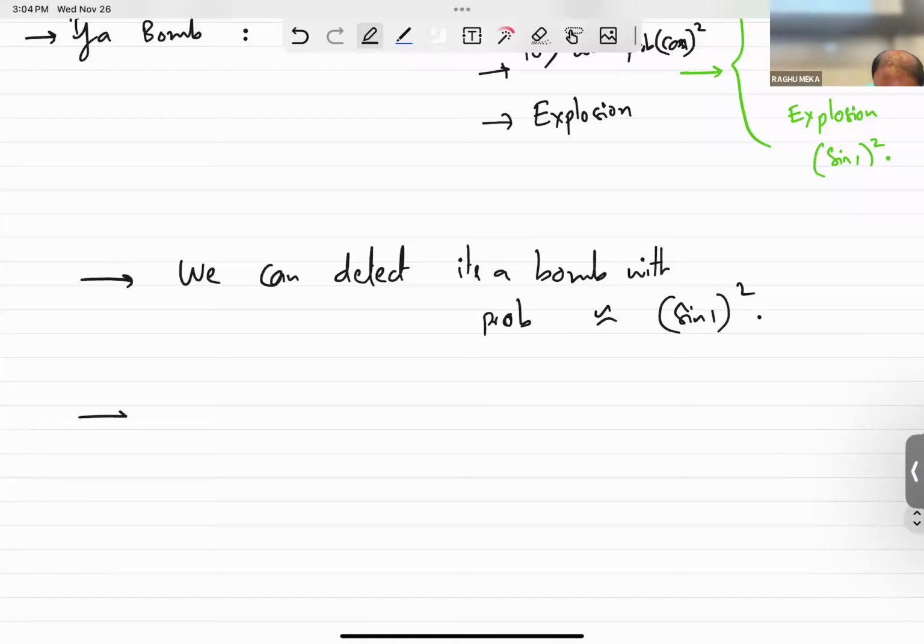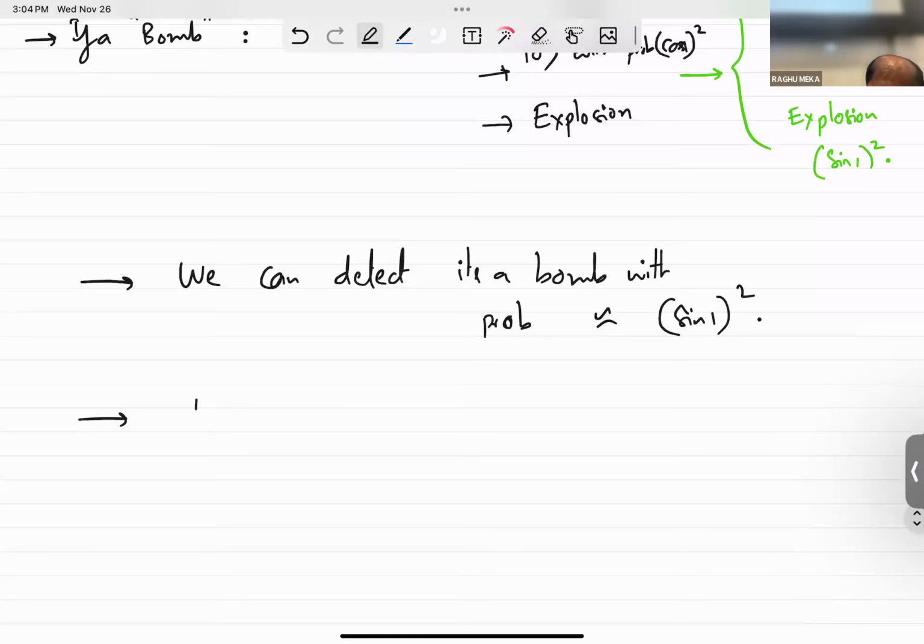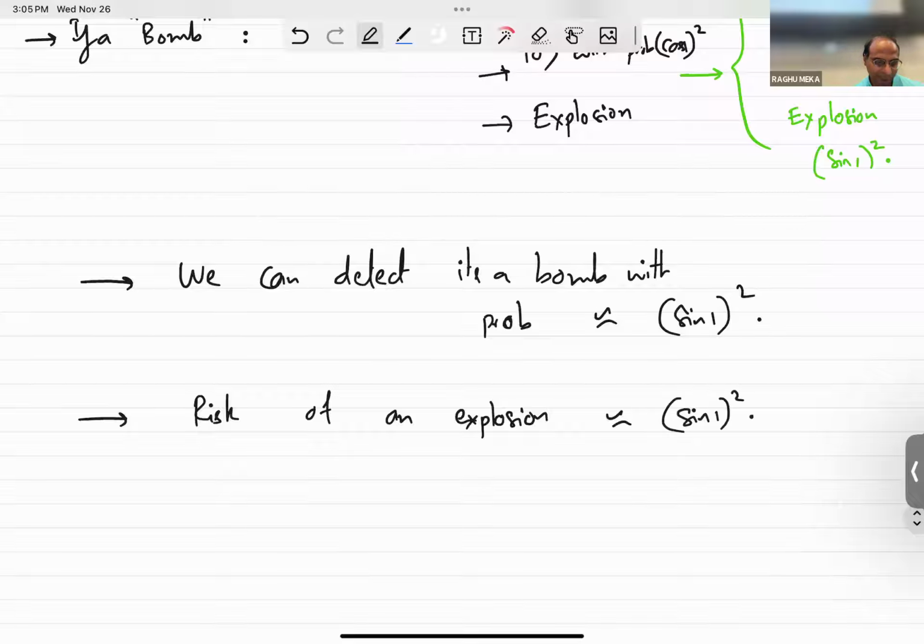Okay? And the chance or risk of an explosion is also sine 1 whole square. Okay? And if you work it out numerically, this is basically 4 times 10 to the minus 6, roughly. Okay? So we have a tiny chance of explosion, which is good for us, but we also have a tiny chance of making any progress.